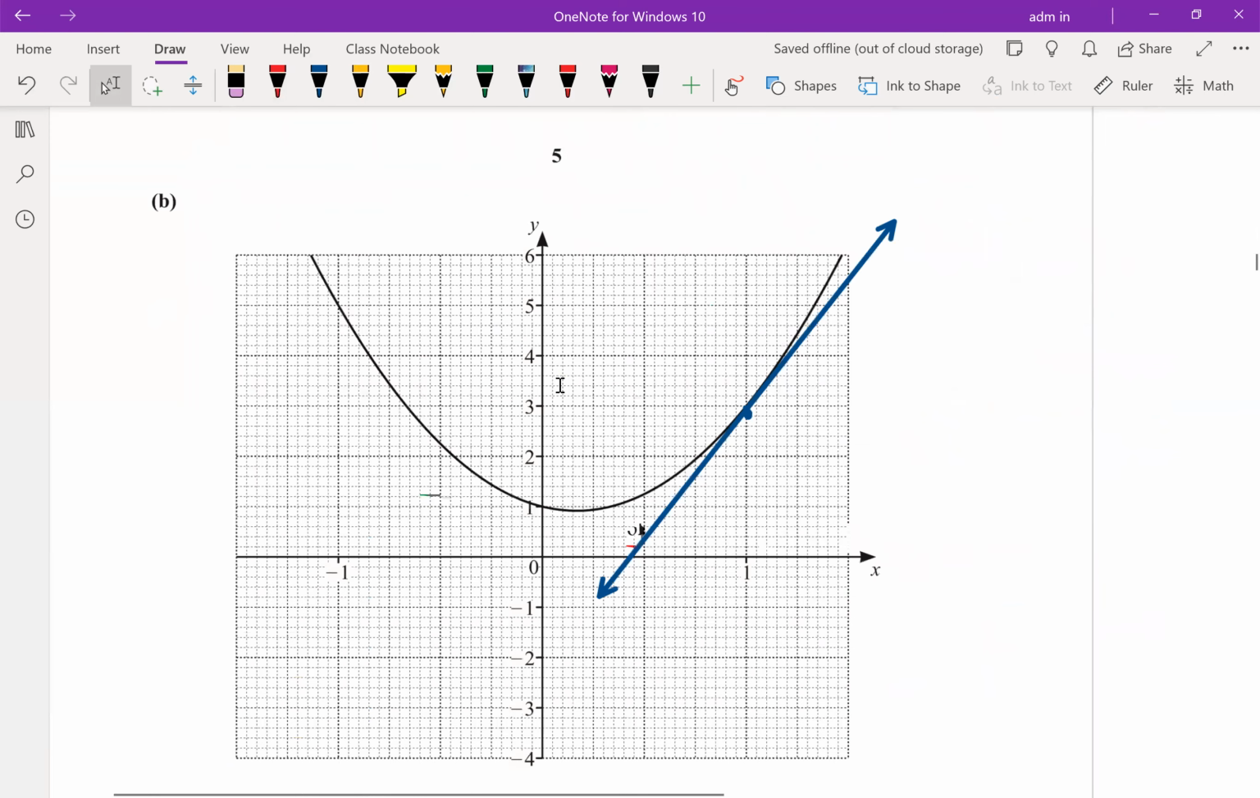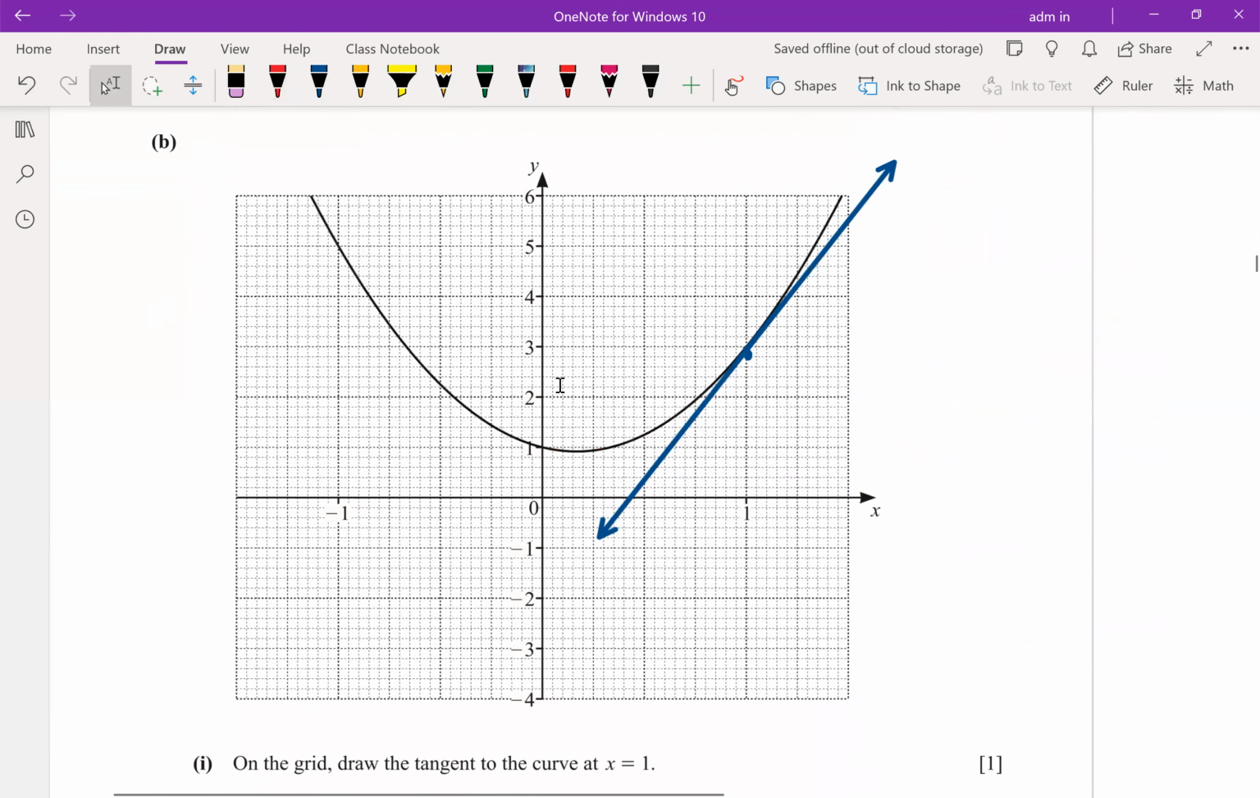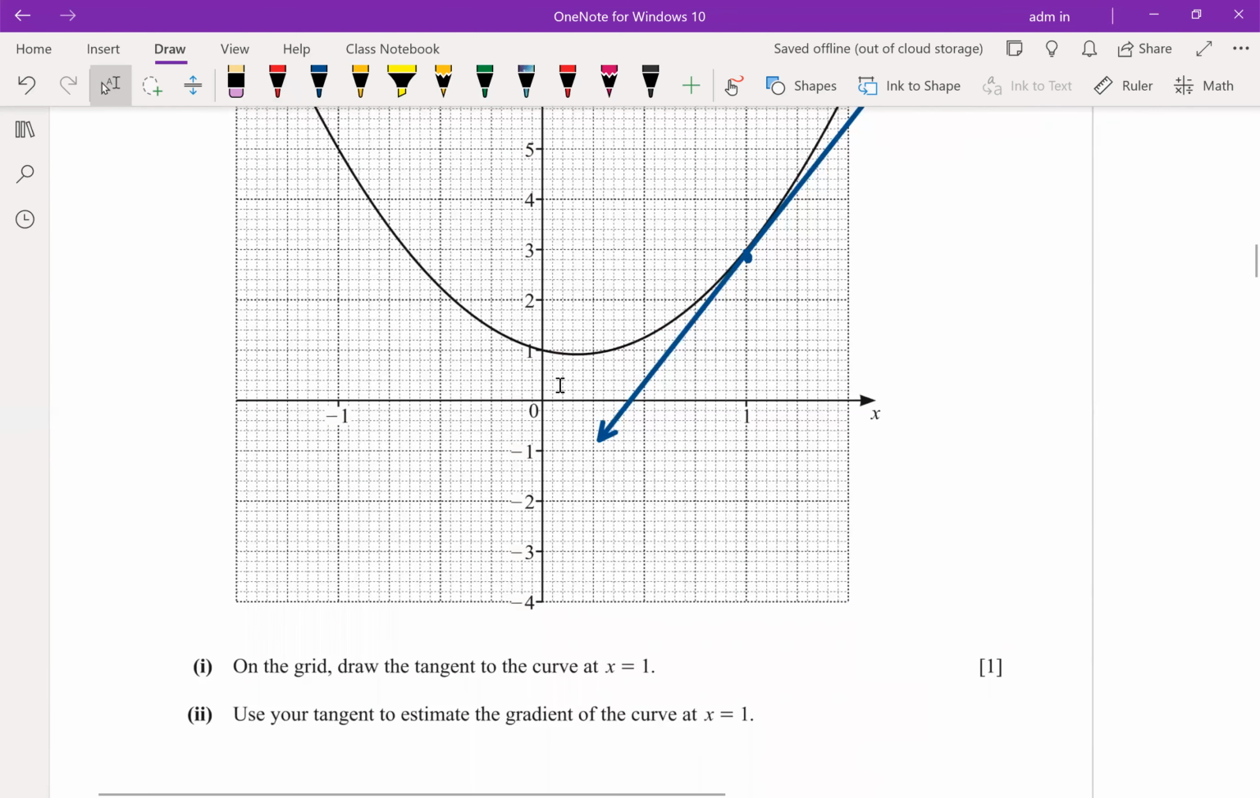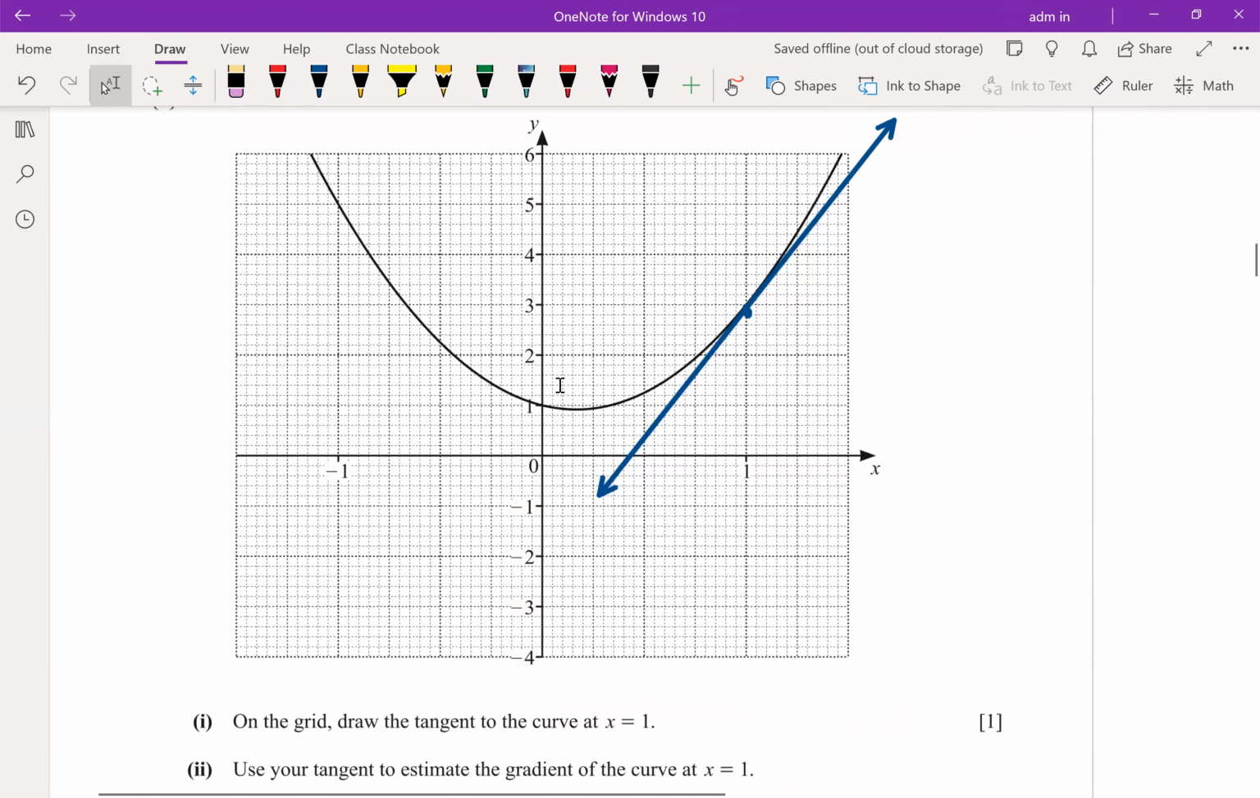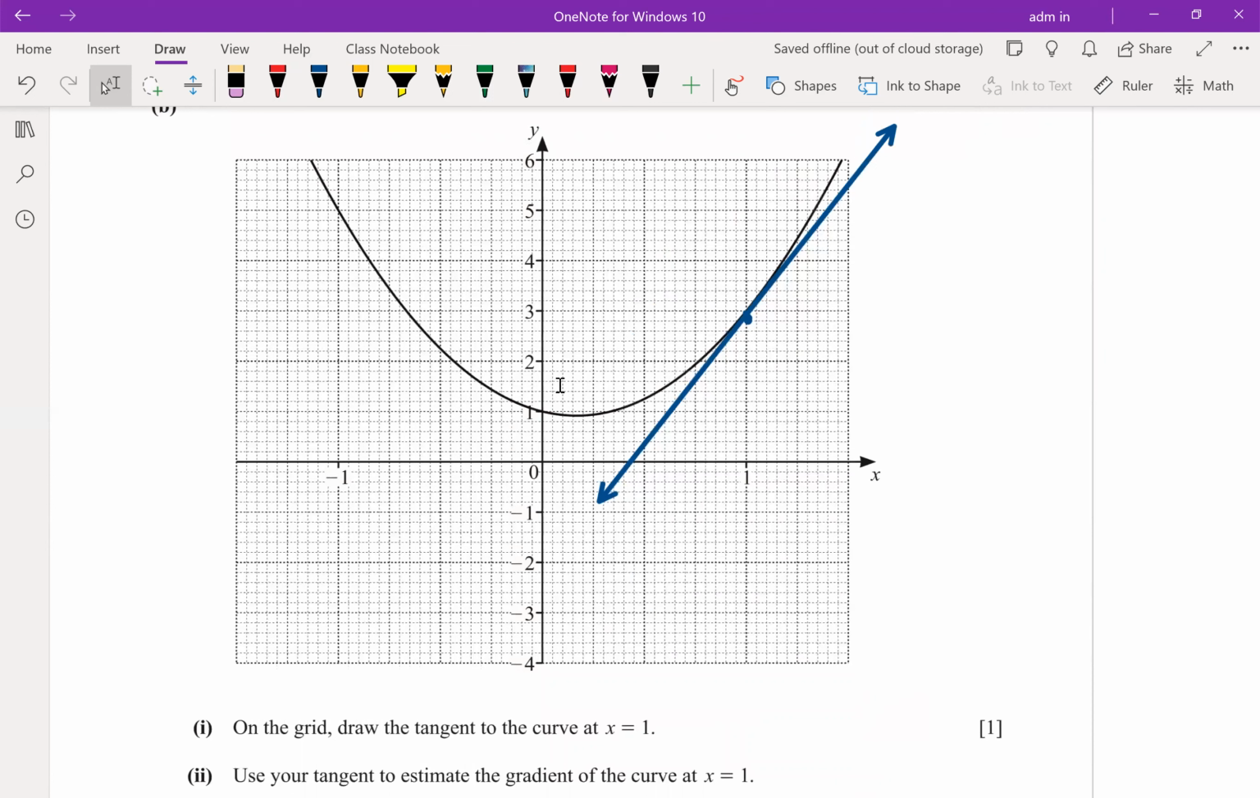Part B, draw tangent. Try to draw a line touching the curve at 1. Use your tangent to estimate the gradient. How to estimate the gradient? Try to find 2 points on the line. The first point, 1 and 3. Try to get another point.